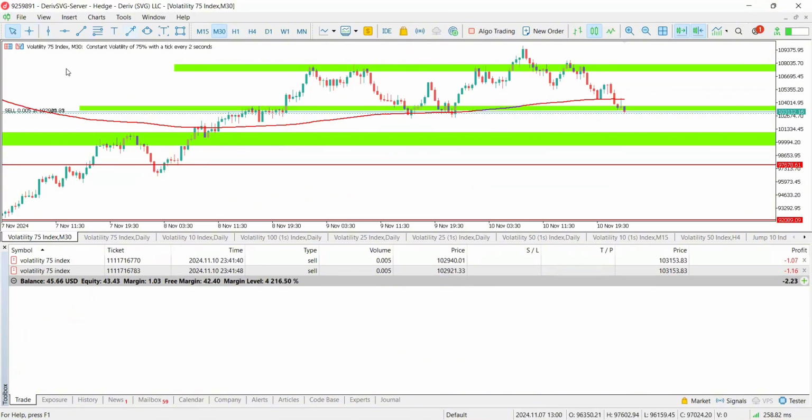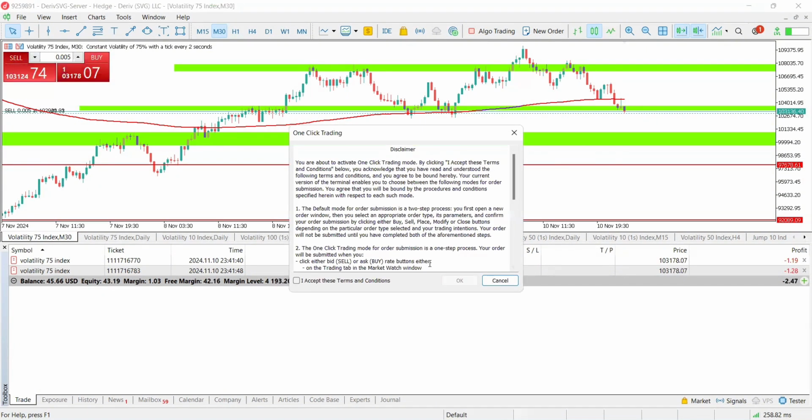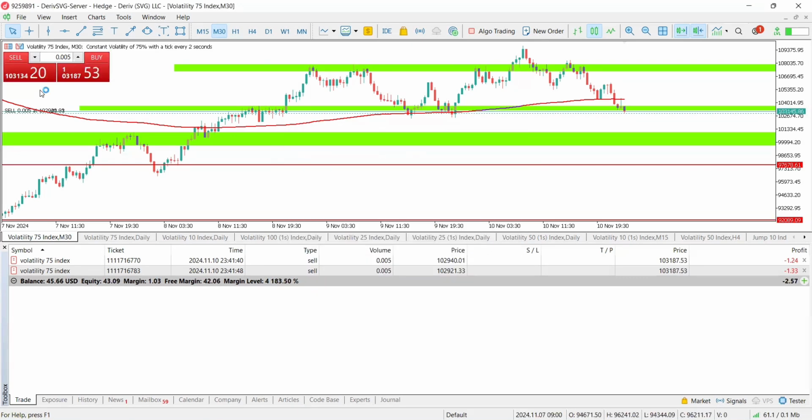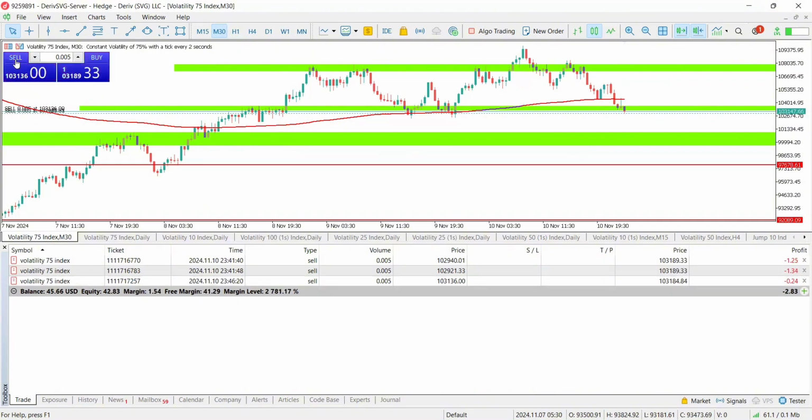I can add in one position just right now. I'm just going to use 0.005. Okay, so we take a sell. So I'm just going to click there. We accept the terms and say okay. Okay, so I'm going to click sell again. You can see the third position has been added. So these are the positions that we do have.